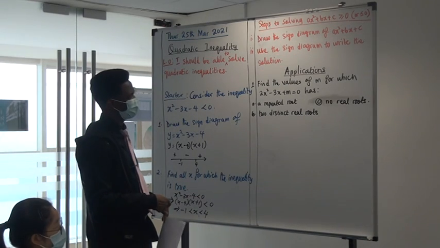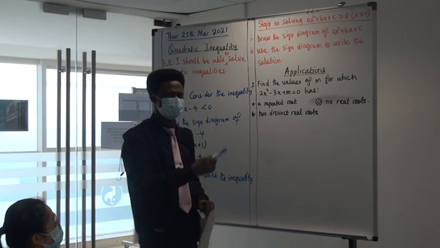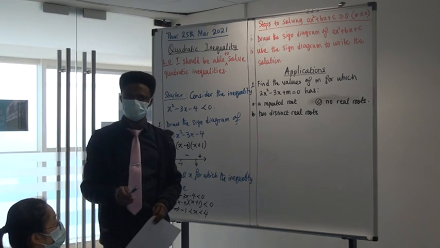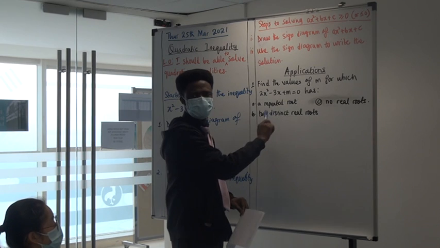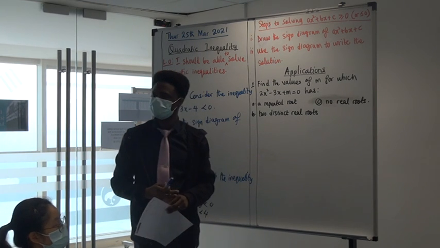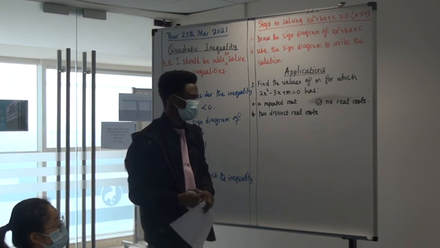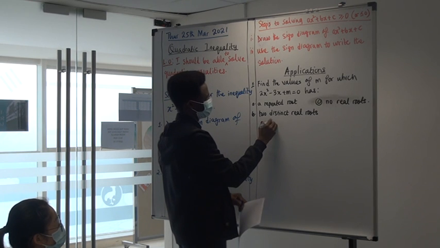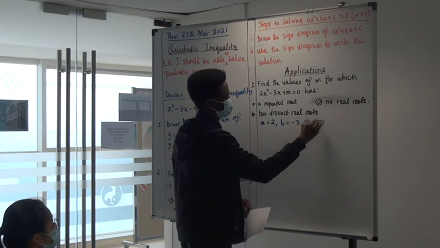Find the value of M for which this has a repeated root, no real root, 2 distinct roots. As we have done in the past, something determines what category the root belongs to. What is that again? And that is where you begin. So from here, what is A from this equation? B is, and C is 1.